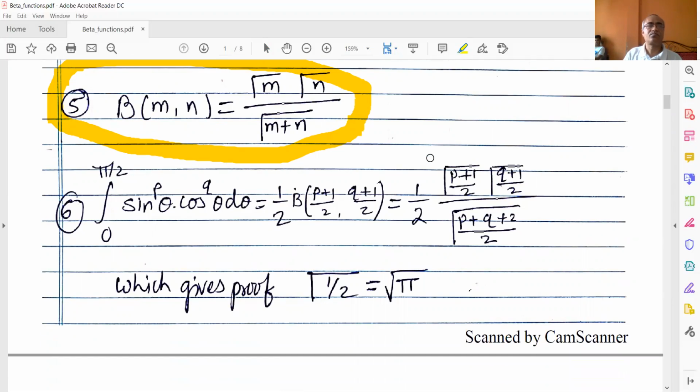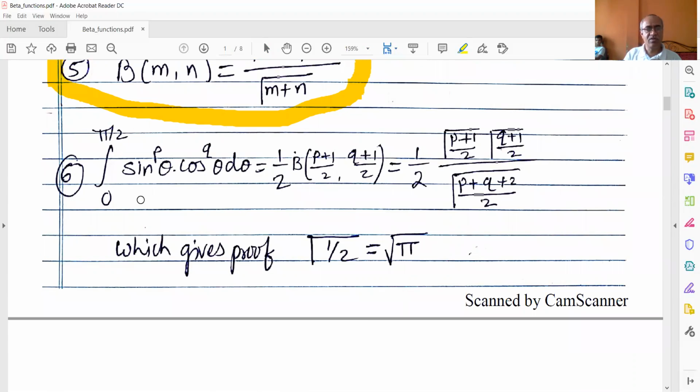Sixth one is integral 0 to pi by 2 sin raised to p theta cos raised to q theta d theta. That can be written as 1 by 2 beta p plus 1 by 2 comma q plus 1 by 2. That is equal to 1 by 2 gamma p plus 1 by 2 and so on, with the prior property whatever we have studied. With use of that property, it has been written in this way. And with this particular example, with use of this property, we can prove that gamma 1 by 2 is equal to root pi, that already we have used in gamma functions previously.